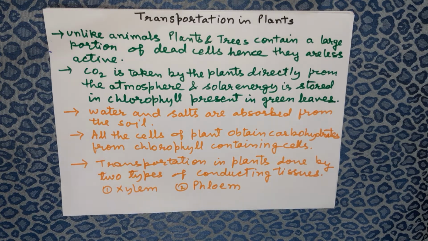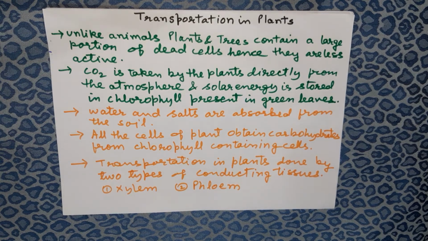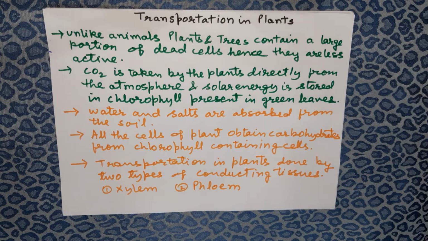We had discussed till now the chapter 6, Circulatory System in Human Beings. Now next topic is Transportation in Plants. Here I have taken few points also that you can see on the screen to understand it clearly.